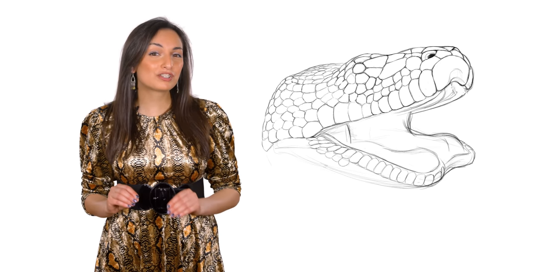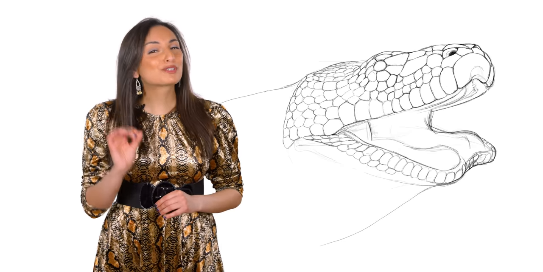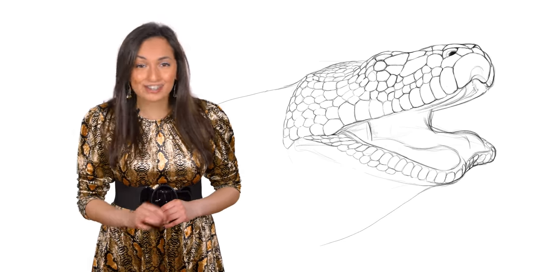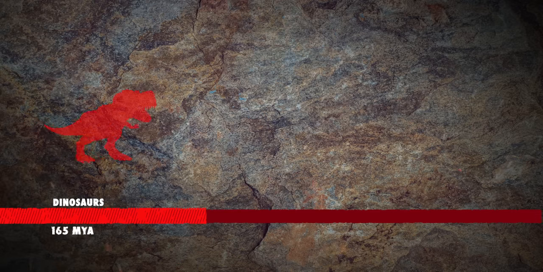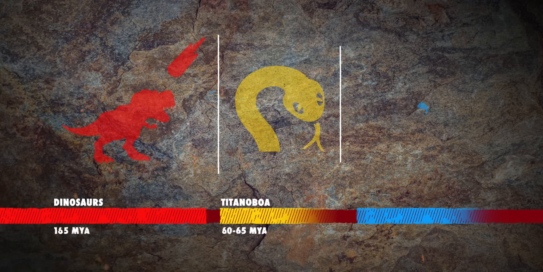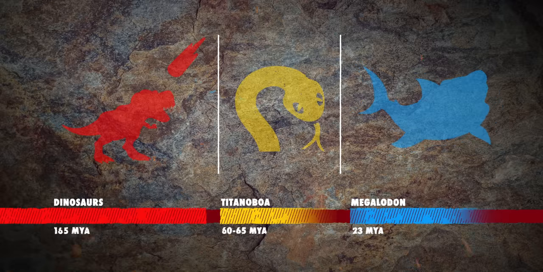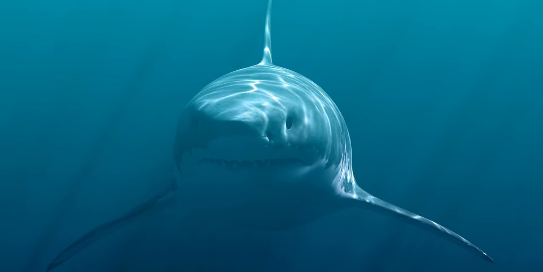The rocks in which they were found were dated about 60 million years old, from shortly after the mass extinction that killed off the dinosaurs. That makes Titanoboa the world's largest predator we know of for a period of over 30 million years, until the emergence of Megalodon 23 million years ago. You know, the massive 15-meter-long shark, everyone's favorite whale eater.